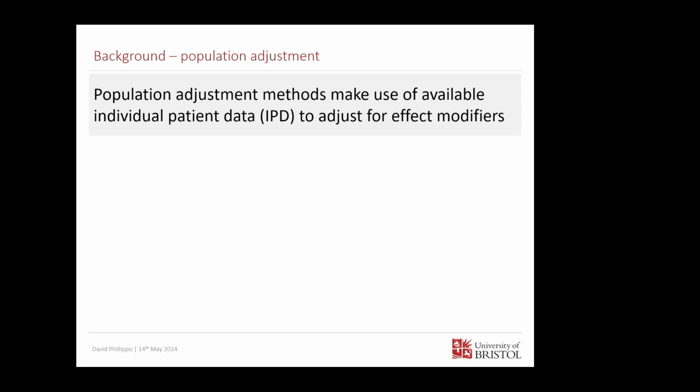So the idea of population adjustment methods is to make use of available individual patient data, or IPD, to adjust for these effect modifiers and produce a population adjusted indirect comparison.